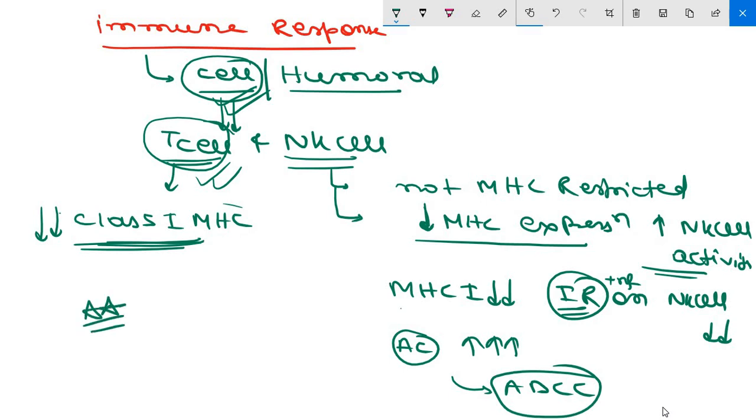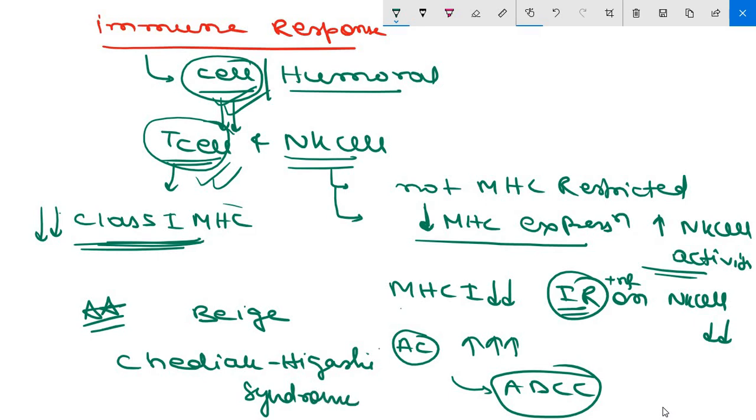The most important point here, that is the importance of NK cell in tumor immunity, is suggested by the mutant mouse strain called beige, and in humans it is known as Chediak-Higashi syndrome. Okay, Chediak-Higashi syndrome. This is important from your MCQ point of view. So again, revising, the importance of NK cell in tumor immunity is suggested by the mutant mouse strain called beige, and Chediak-Higashi syndrome in humans. In each case, a genetic defect caused marked impairment of NK cells and an associated increase in certain types of cancer.